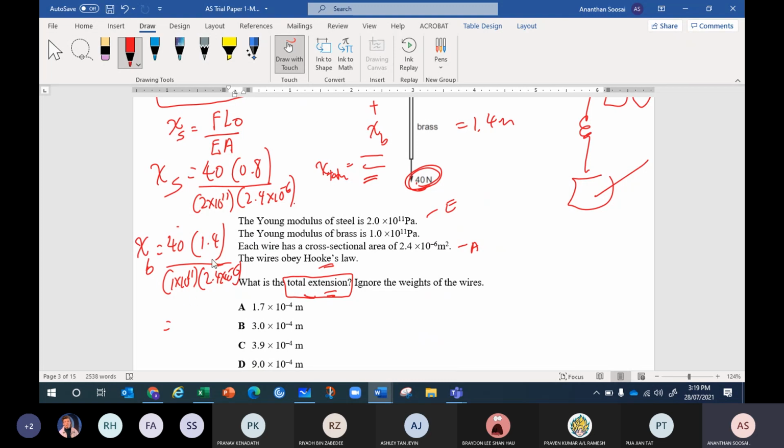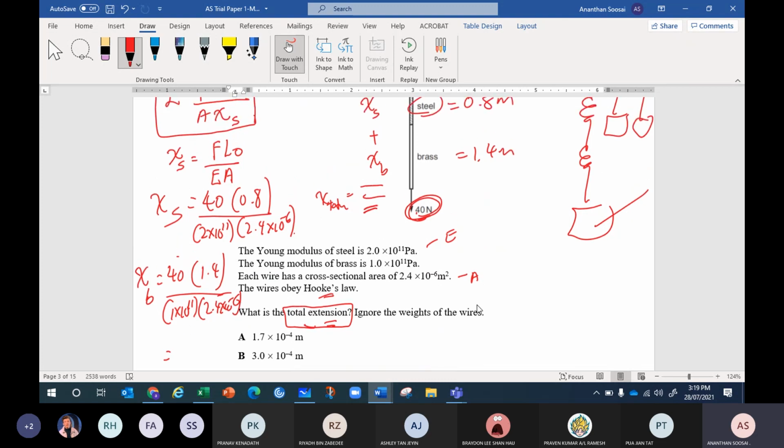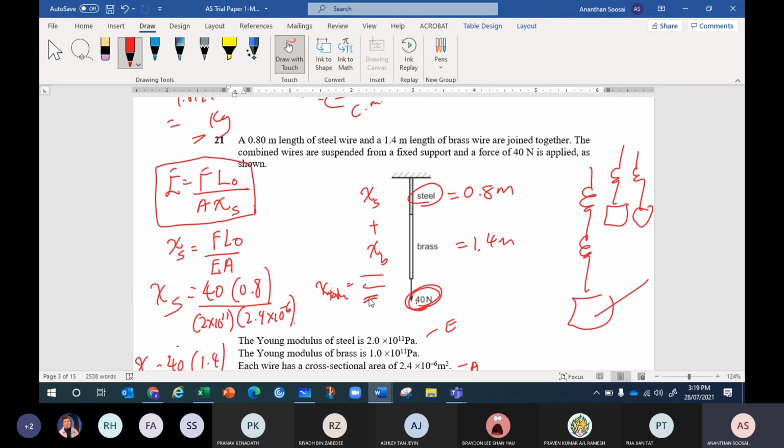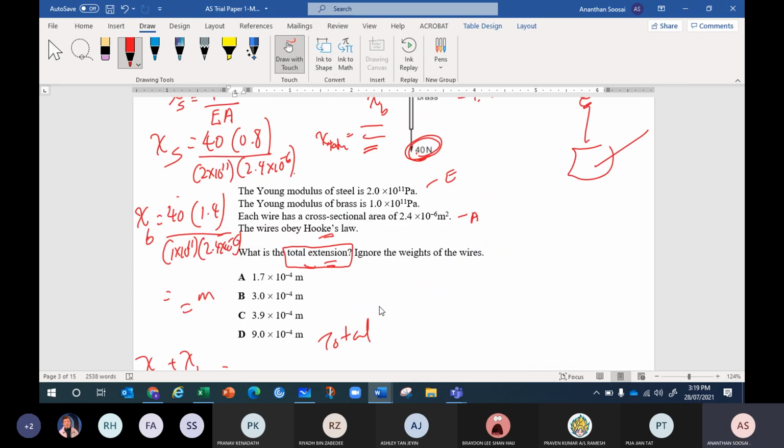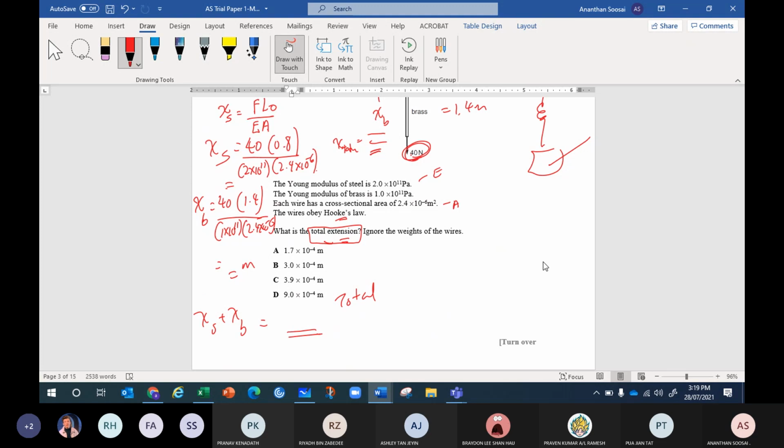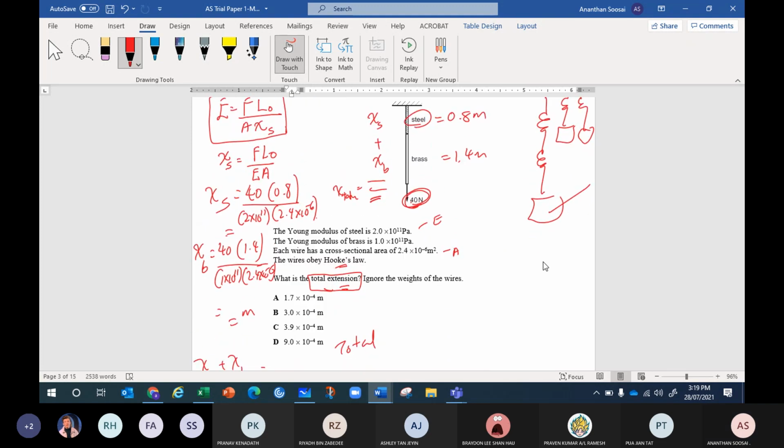Make sure all the units are SI. Meter, all SI, length is SI. So your final answer will be in meters. Add these two; both extensions added up is the total extension. Calculate for me, give it a try. These two, what do you get? Add them. What is the answer you get? One minute for you.